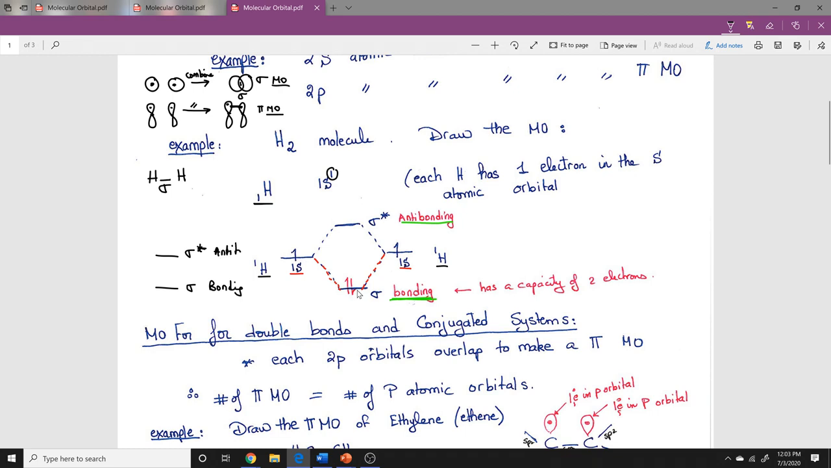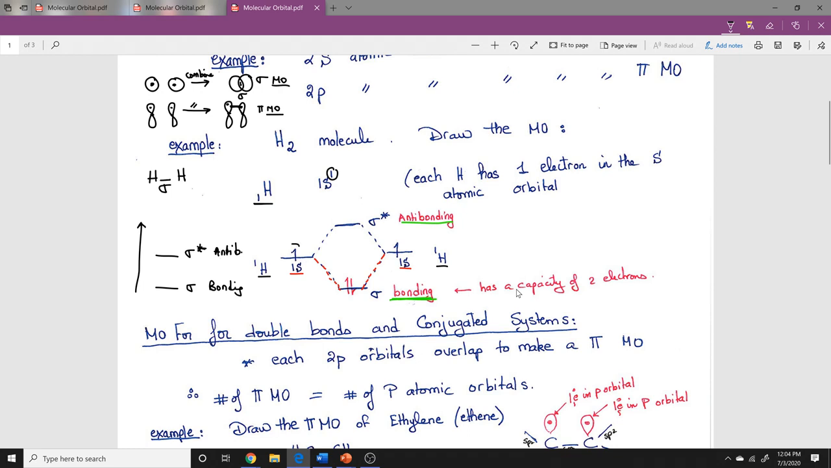Now, normally the anti-bonding molecular orbital is higher in energy, and this is why its state is going to be higher, because the energy increases as you go up. Now, with respect to filling the electrons in the molecular orbital, it's basically the sum of the electrons that are present in the atomic orbitals.